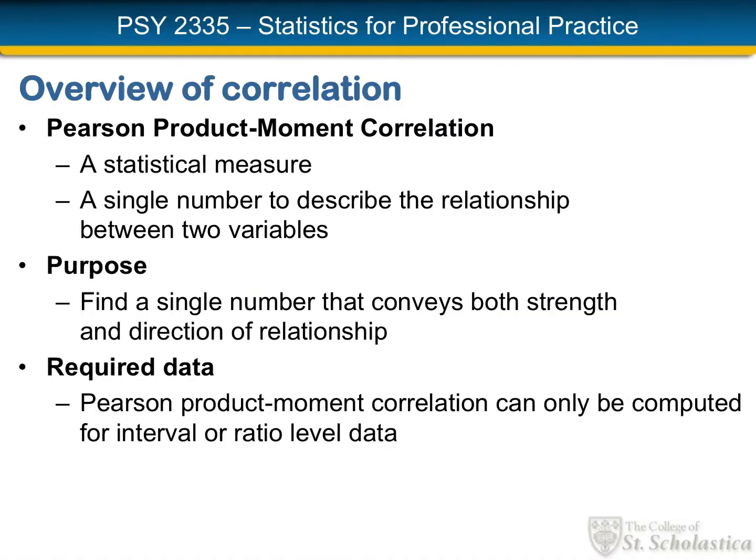Although the word correlation in general simply means the relationship between two or more variables, most of the time when researchers use that term, they're referring to the Pearson product moment correlation. It's a statistical measure, a single number that describes that relationship, and it in fact tells us both the strength and the direction. The Pearson product moment correlation can only be computed for interval or ratio level data.